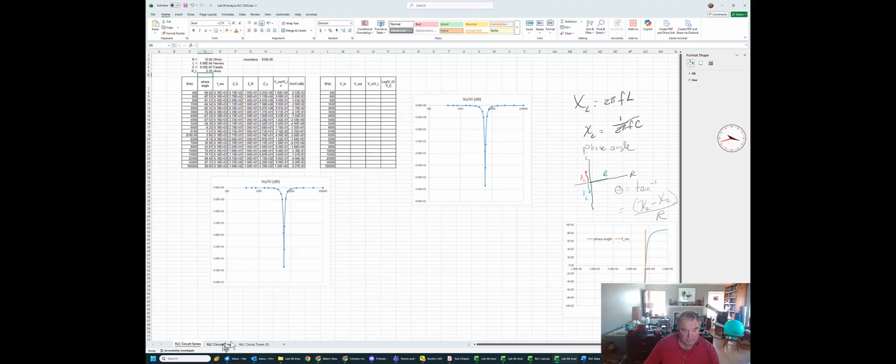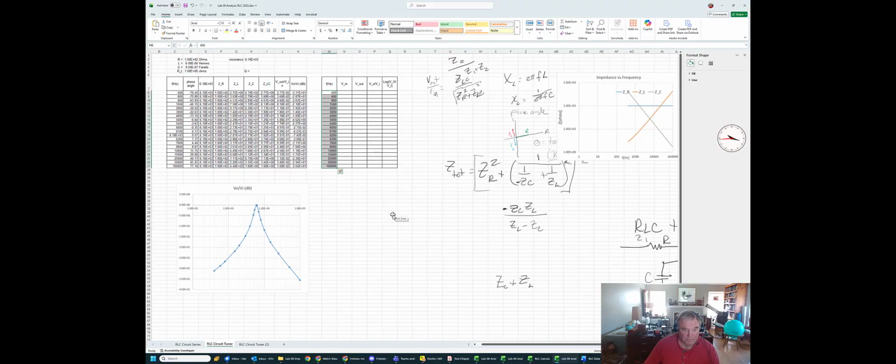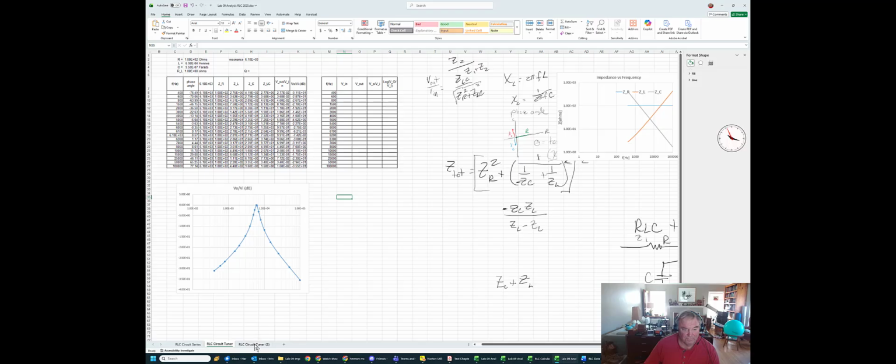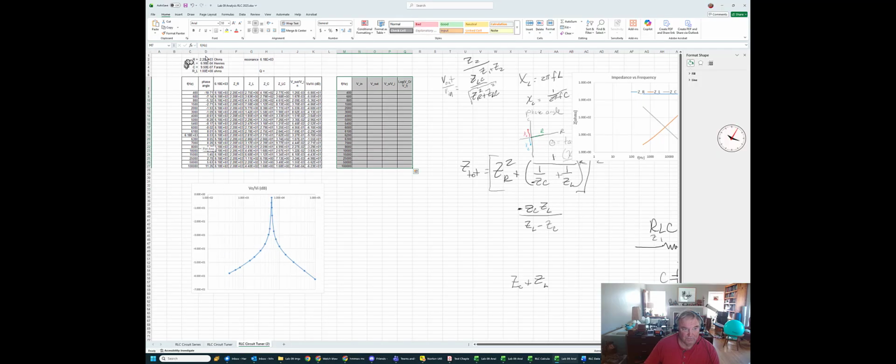Okay, now let's see. A tuner, this is what this is, a tuner circuit, and that's just what we expected. And notice that they do look different because for one of them we used a 100 ohm resistor, and for one of them we used a 2200 ohm resistor.